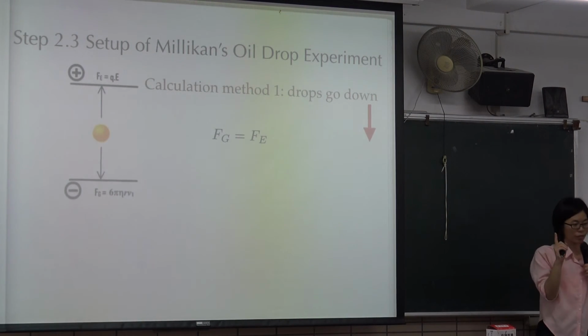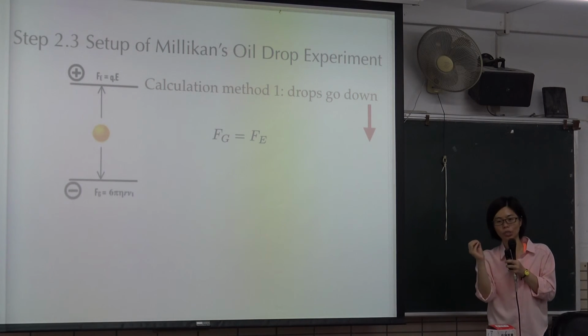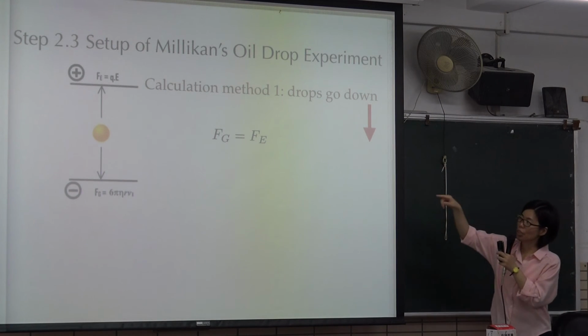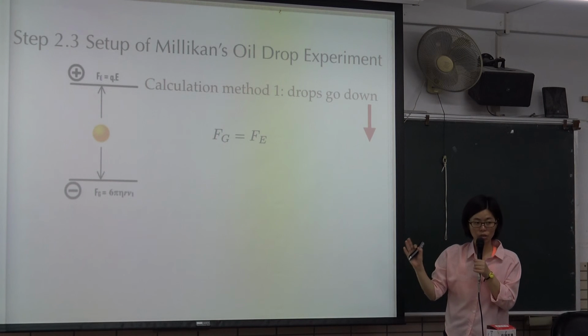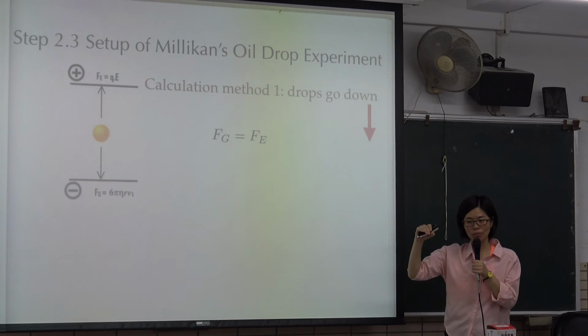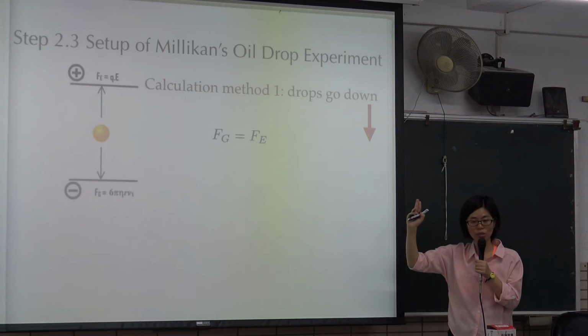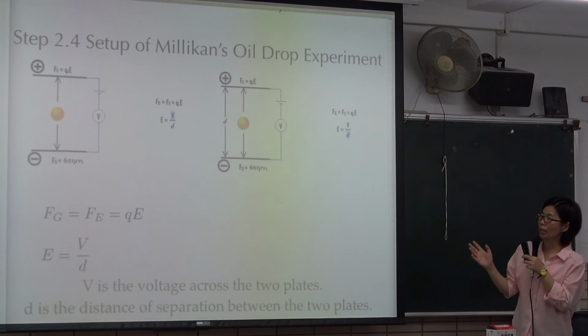Let's go to the first method. The drops go down. Sometimes I will say droplets, sometimes drop. They are the same. Going down, Fg equals Fe. The gravitational force equals the electric force. Then we do some calculation.